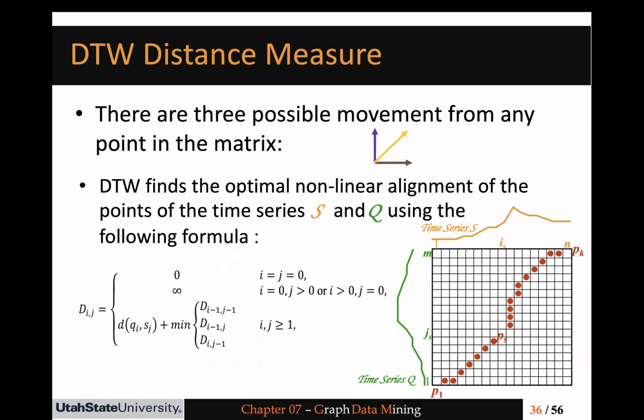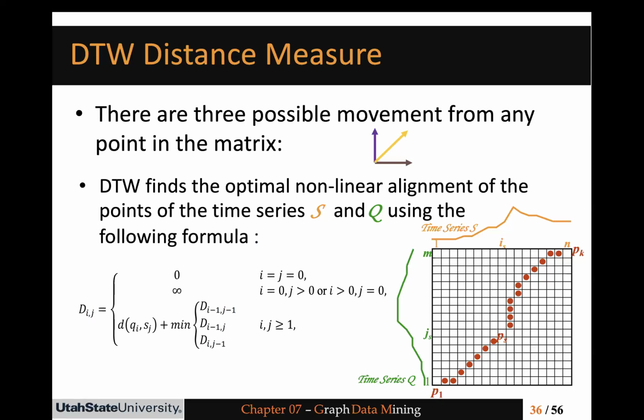Okay, so there are some rules as you move along the DTW distance warping matrix that we need to talk about. The first one is that there are only 3 possible movements from any point in the matrix, meaning that I can either go right or up or diagonal upward, which are the 3 movements that you could see in the slides, right? So either right, upward, or diagonal up.